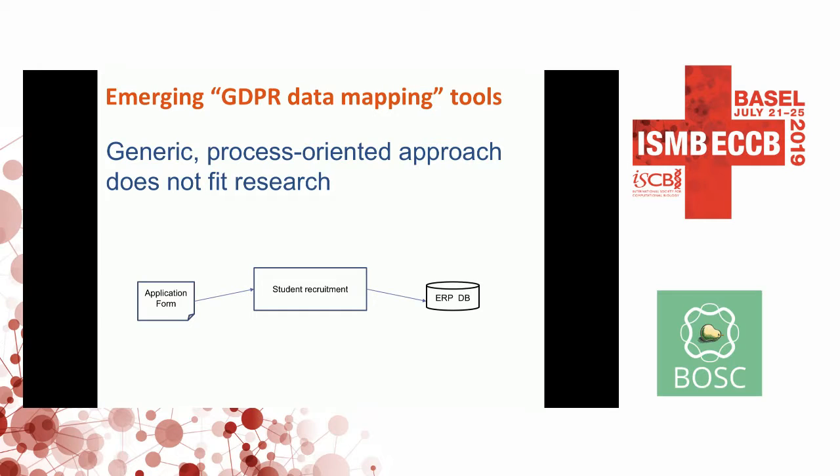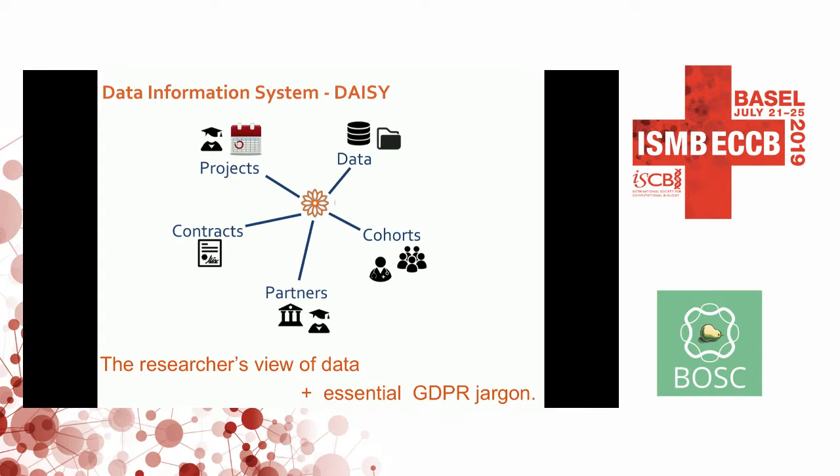But this doesn't really apply for research because research runs over projects. So Data Information System talks the researcher's language for representing their work with human data. It allows you to record projects, the data that you have in those projects, partners, which are the source or the recipient of data, contracts, and cohorts.